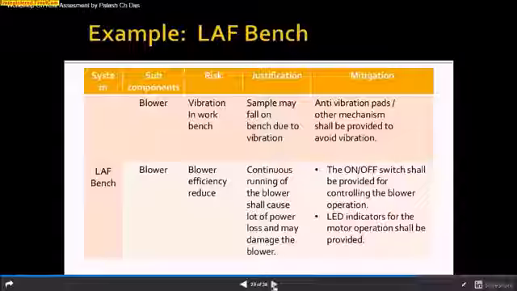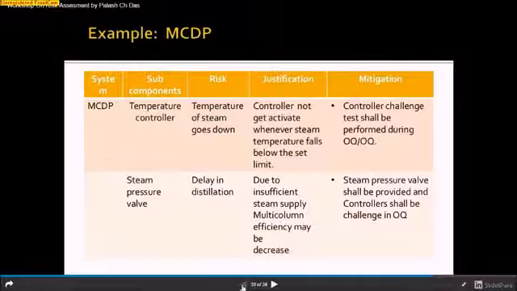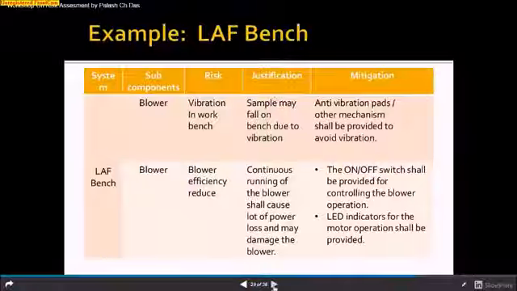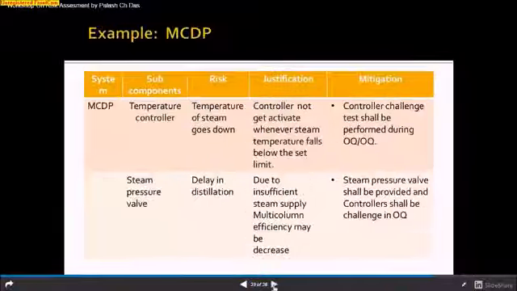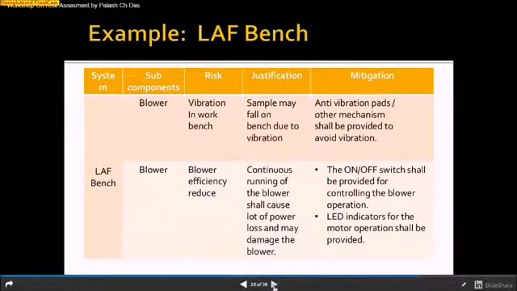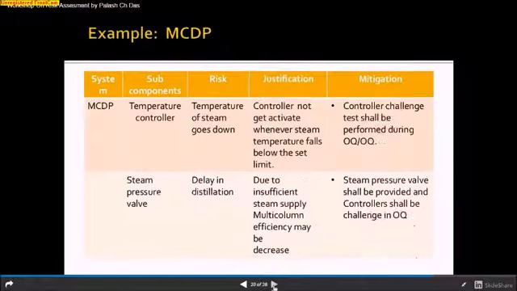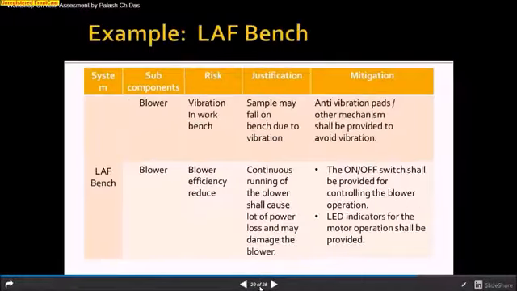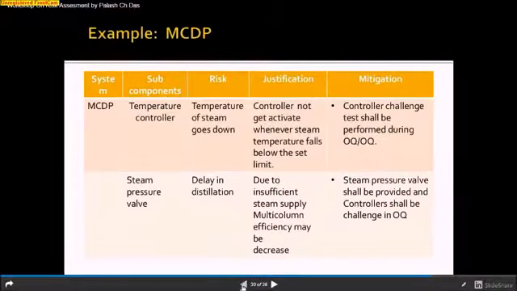MCDP is nothing but the generation system of WFI. So the subcomponent temperature controller is a very important part of MCDP. The temperature of the steam goes down if it does not work properly. The controller does not get activated whenever the steam temperature falls below the set point. So a controller challenge test shall be performed in IQ.